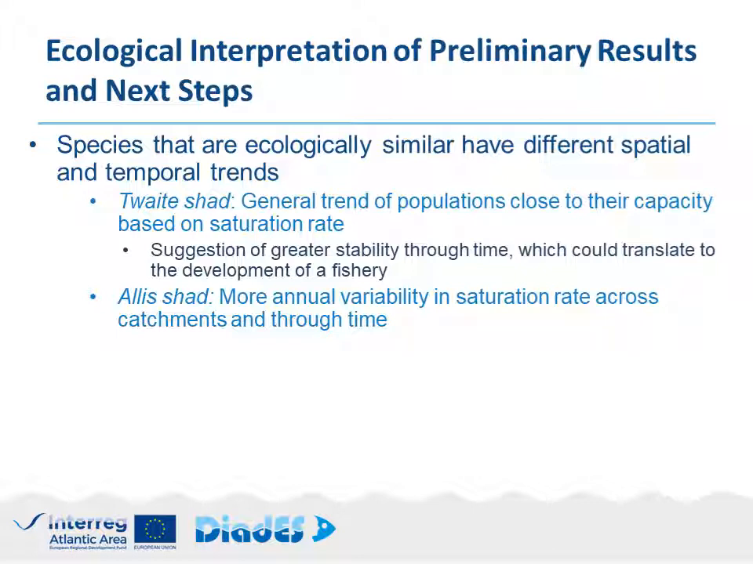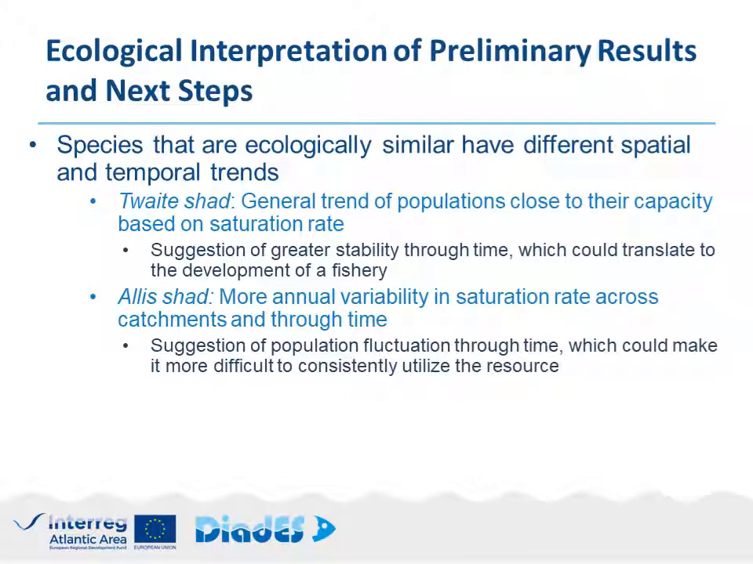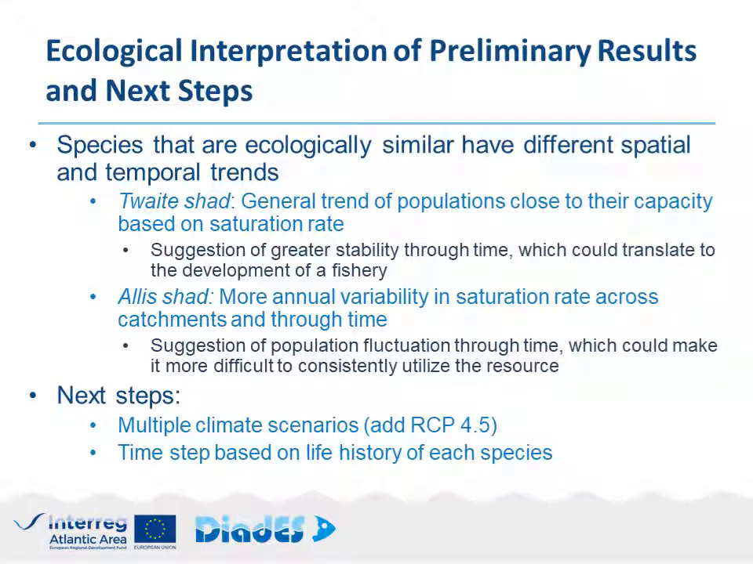For Alice shad, we see a lot of annual variability in the saturation rate, and this is across the catchments and also through time. And this could suggest more population fluctuation, which could make it more difficult to consistently utilize a resource. So moving forward, we want to add multiple climate scenarios, so adding RCP 4.5, and then also have a time step based on the life history of each of the species.